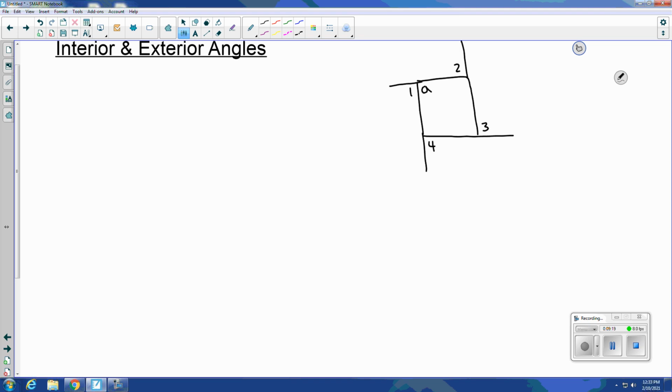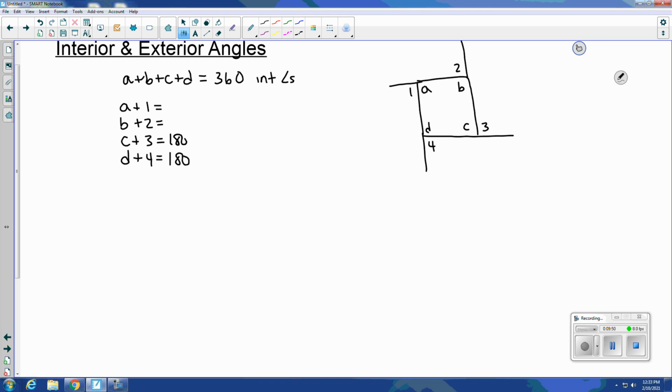So we'll do A, B, C, and D. So here's what we know. A plus B plus C plus D is equal to 360. So remember, n minus 2 times 180 is 4 sides, so 2 times 180 is 360. So that comes from the interior angles. We also know A plus 1, B plus 2, C plus 3, and D plus 4, these all equal 180 because they're linear pairs.